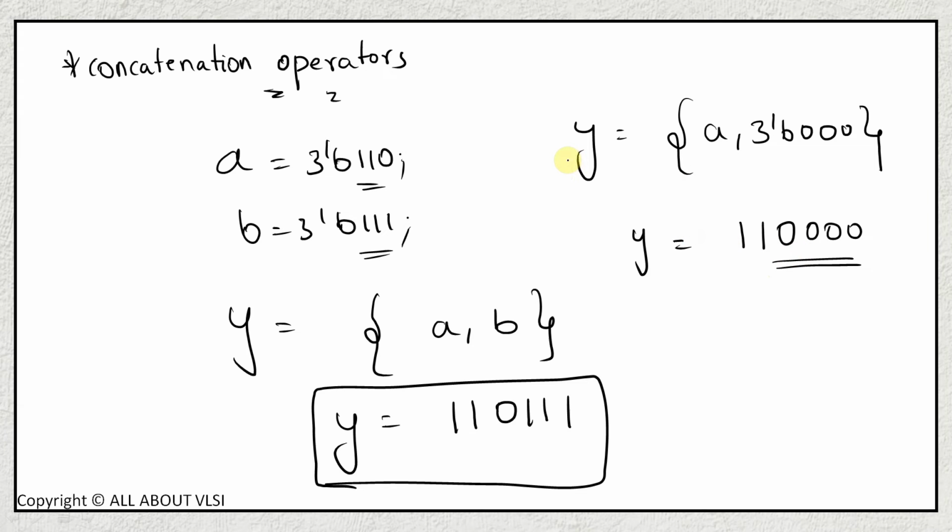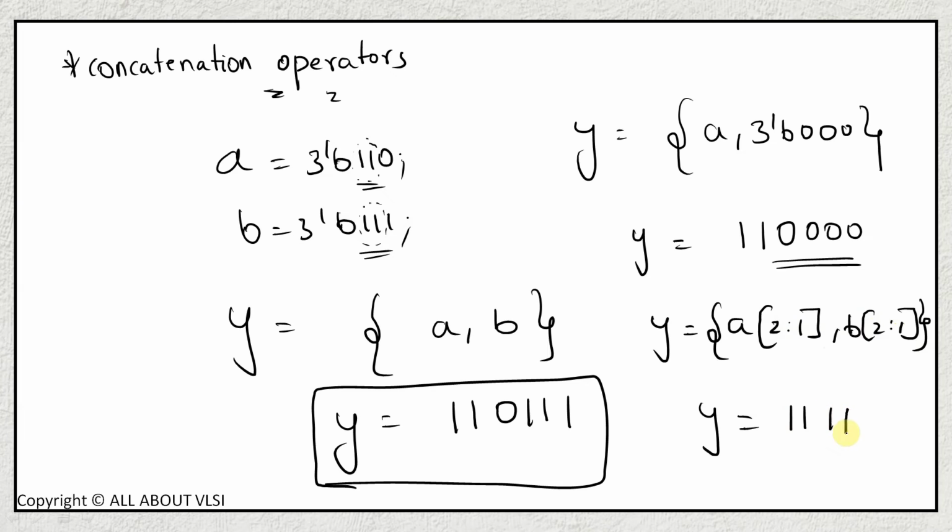This also you can do. Let's say if we want to concatenate these two bits and these two bits, the syntax we can write is y is equal to {A[2:1], B[2:1]}. That is, the y value will be equal to 1111. So you can basically slice it and combine it, no issue.